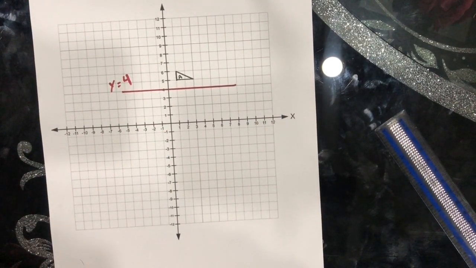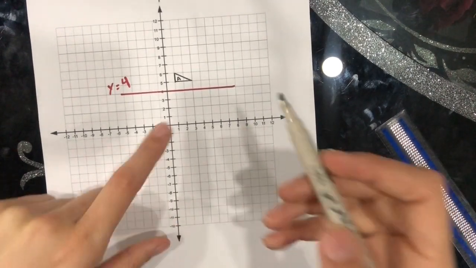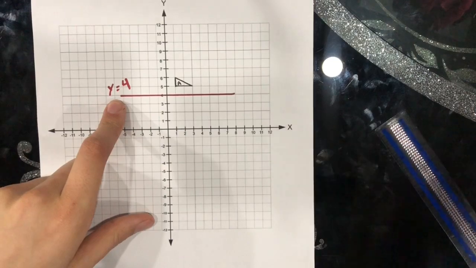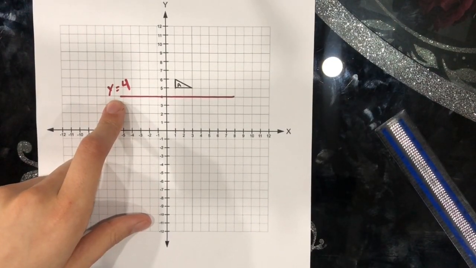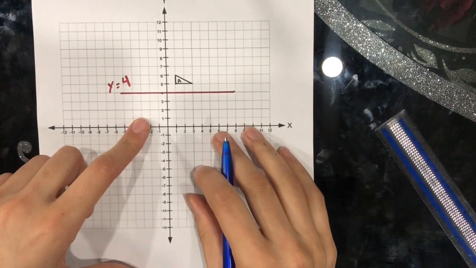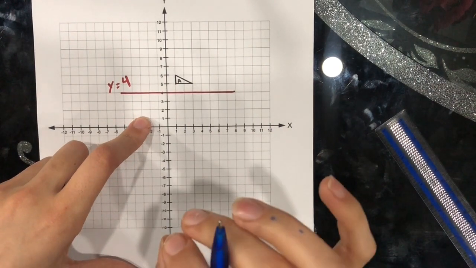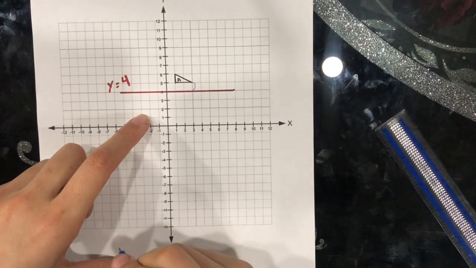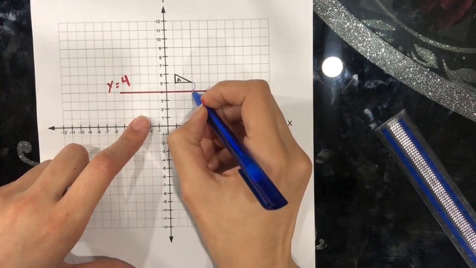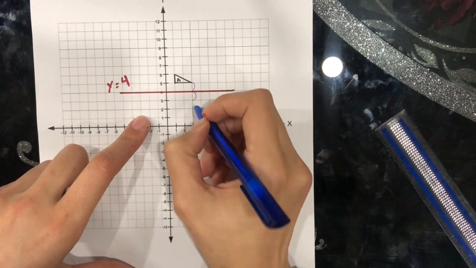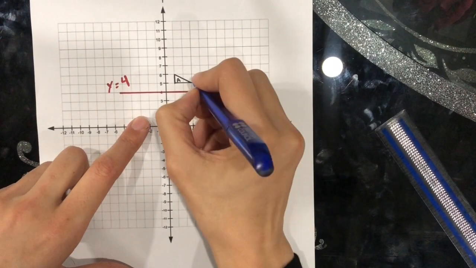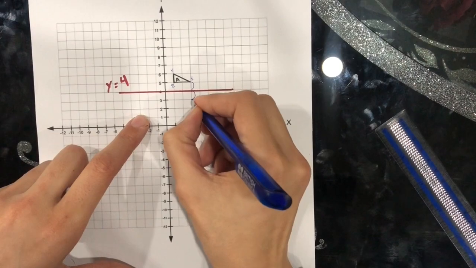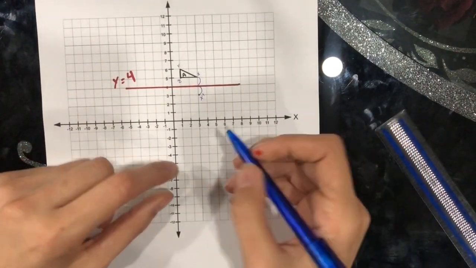Reflecting is using a mirror line. This is my mirror line assigned from the question, y equals 4. For reflecting, the only thing we have to do is count exact squares. So I will count 1 square, and I will count also 1 square in the other direction. So this point will be here. Let's name them X, Y, Z. So the new coordinates for point X will be here.